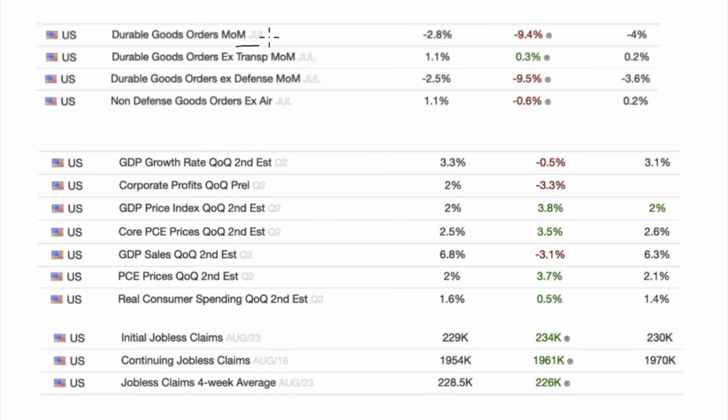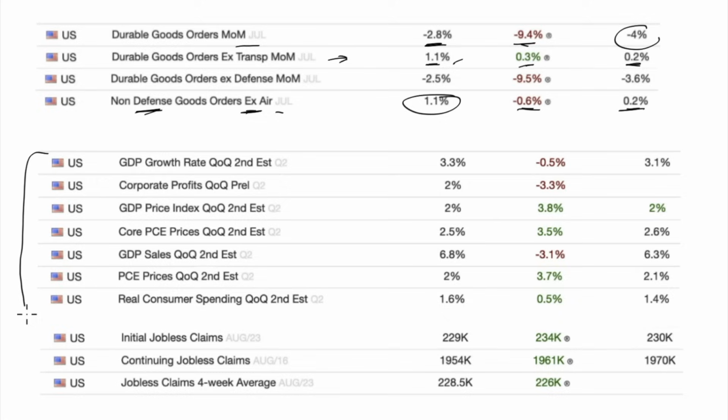You may think that doesn't sound good at all. The expectation was for down 4. Previous was negative 9.4, but that's a headline. Usually you want to take out big bulky orders. So looking at non-defense ex-aircraft for July, up 1.1. The expectation was for not much, and that is up from negative 0.6, 1.1. Looking at it without transportation, if you want to take out the consumer bulky stuff, up 1.1. Expectation, again, 0.2. The previous month was 0.3. So that is a pretty good number overall.